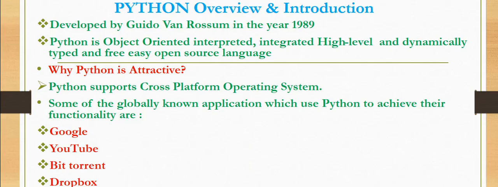Students, now let's begin our Python journey. Let's come to Python overview and introduction. So Python language was developed by Guido van Rossum in the year 1989 and emphasizes on DRY, dry, means don't repeat yourself, principle and readability. It was named after Monty Python.